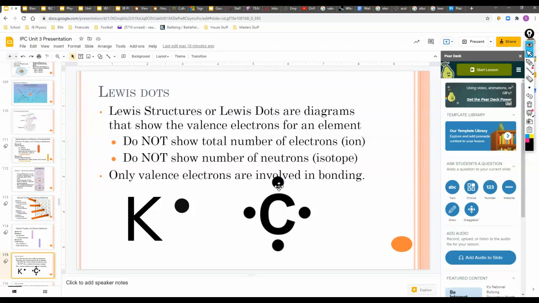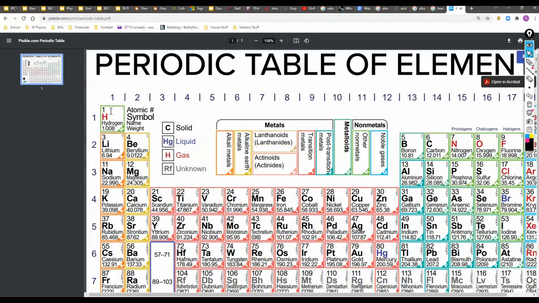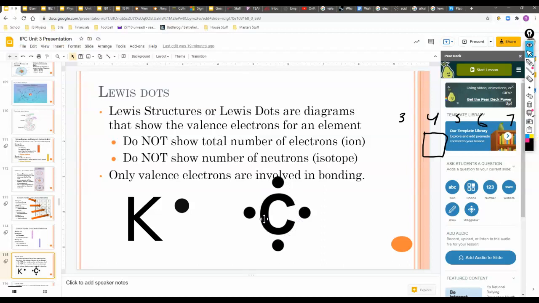Carbon, you can see right here in this Lewis dot structure, has 4 valence electrons. If I look back at my periodic table, group 1 has 1, group 2 has 2, and going over to here, this group has 3, and then 4, and then 5, 6, 7, and 8 is the last group. Carbon has 4 valence electrons, and that's why in your notes you see the 4 dots next to the C representing the 4 valence electrons of carbon.